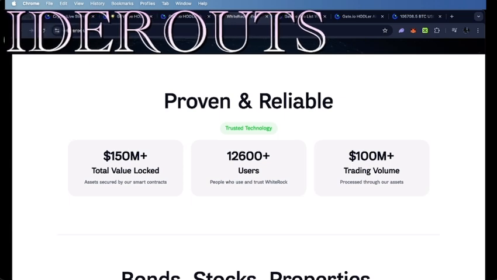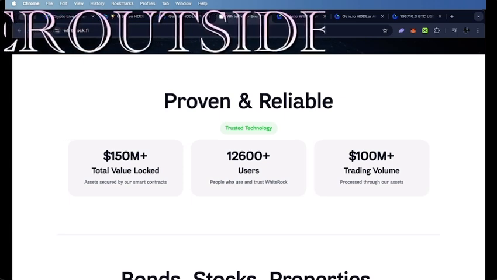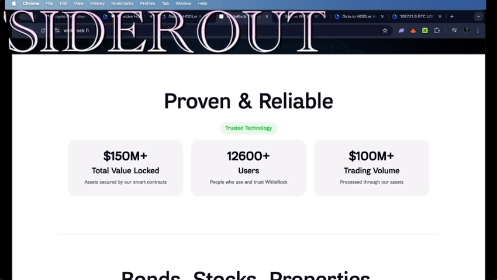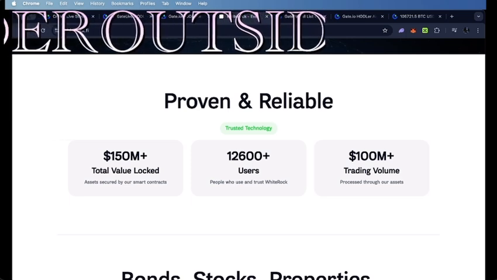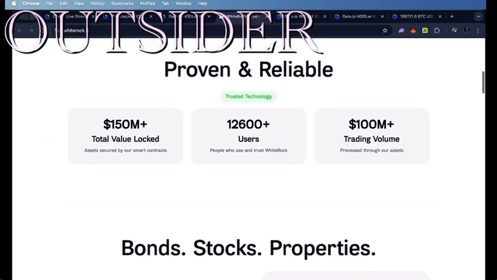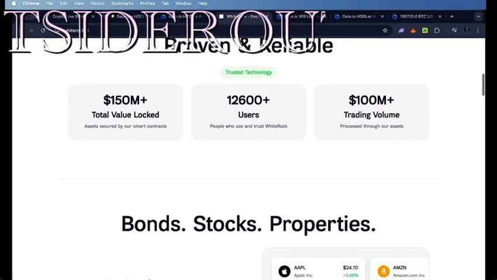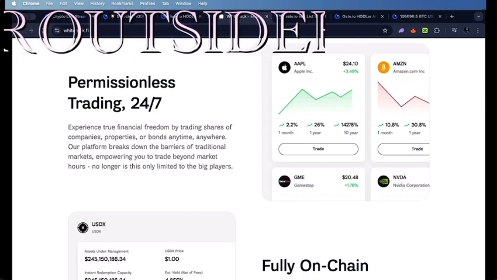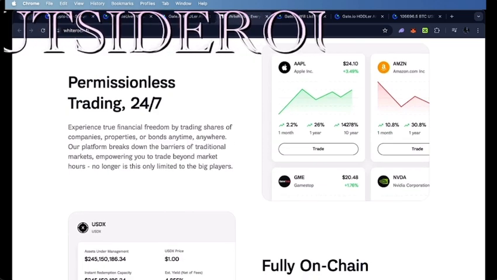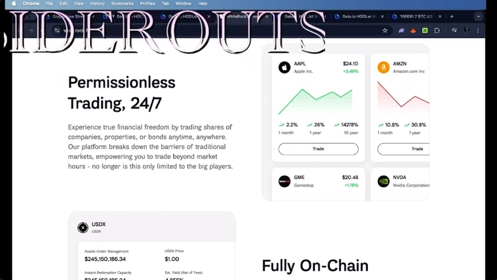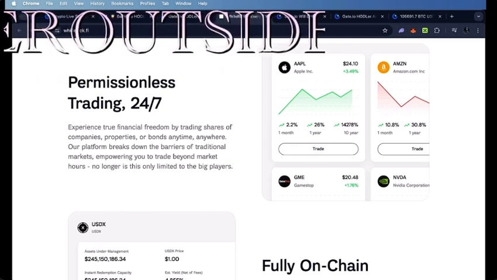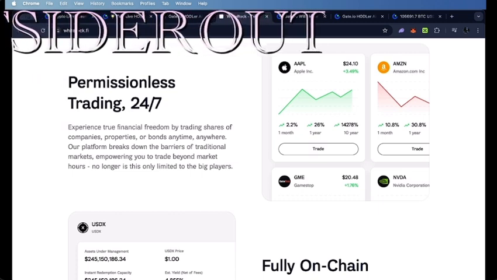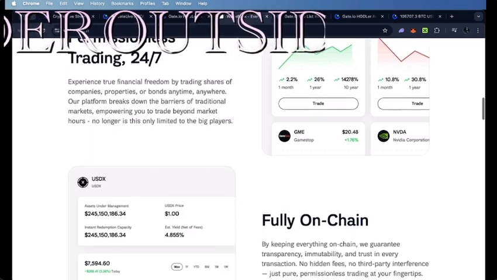Over 150 million total value locked, assets secured by our smart contracts. Over 12,600 users trust YTRAC, with over 100 million trading volume processed through our assets, bonds, stocks, properties. A permissionless experience to financial freedom by trading shares of companies, properties, and bonds anytime, anywhere. Our platform breaks down the barriers of traditional markets, empowering you to trade beyond market hours, no longer only limited to the big players.